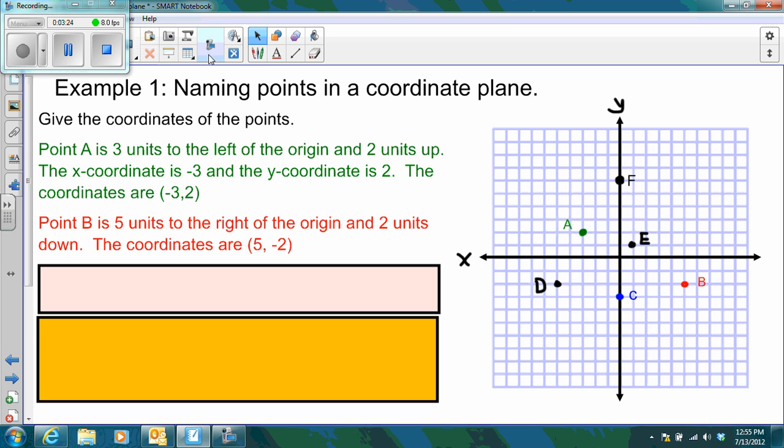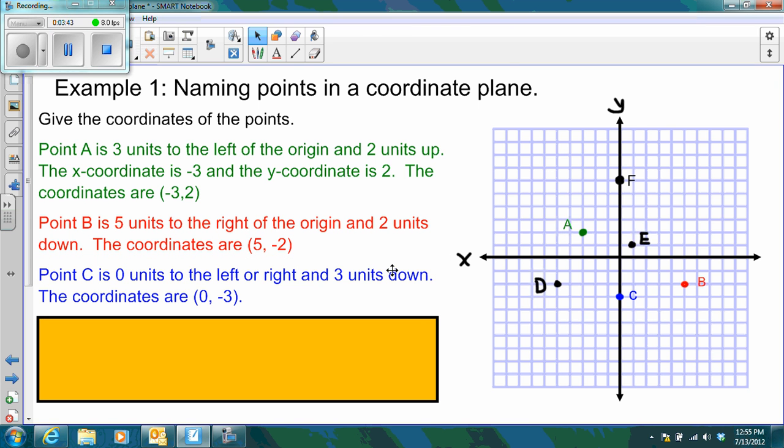So point B is 5 units to the right. If you go 1, 2, 3, 4, 5, and it's 2 units down. 1, 2. In the down direction, it's negative. So its coordinates are going to be 5, -2. And lastly, C is a tricky one because it hasn't moved anywhere on its x-axis. It's still at 0. It hasn't moved to the right or the left. So it's 0, and then it's moved 3 units down on the y-axis, so it's 0, -3.